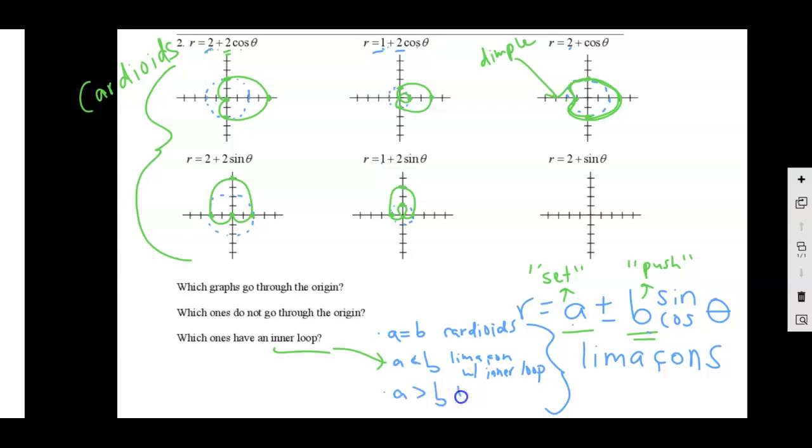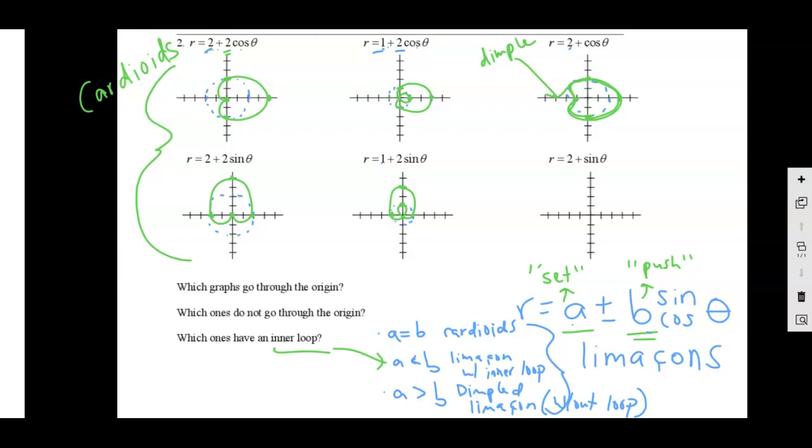So you could call it a dimpled limaçon, or you could call it a limaçon without a loop, or a limaçon without an inner loop. If you say dimpled or if you say without a loop, that's the same, right? I like to say dimpled because I think that's kind of fun. But limaçon without loop or limaçon without inner loop, that's really the same thing as saying a dimpled limaçon. You push inwards on it, but you don't push all the way back to the pole.